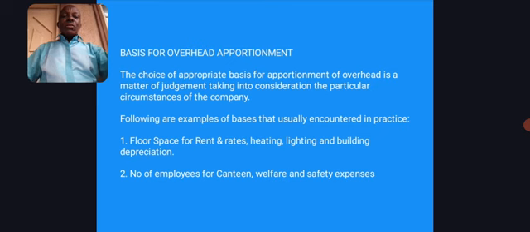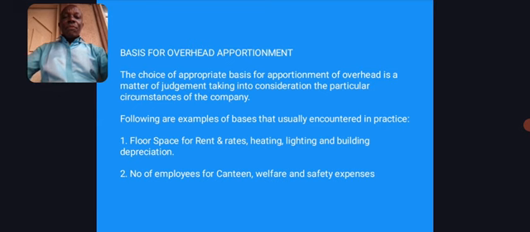Now, using floor space as a basis for sharing this cost would mean that they will calculate the floor space occupied by the bakery and then the floor space occupied by the supermarket and then share it according to the floor space. And that is the rent. So that would be a very fair basis for handling that cost.